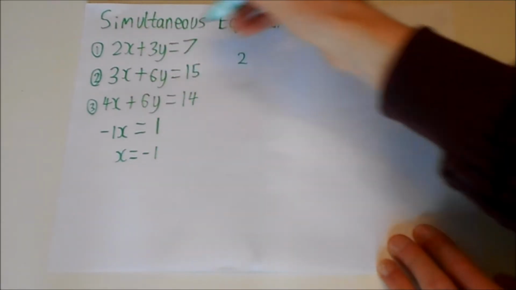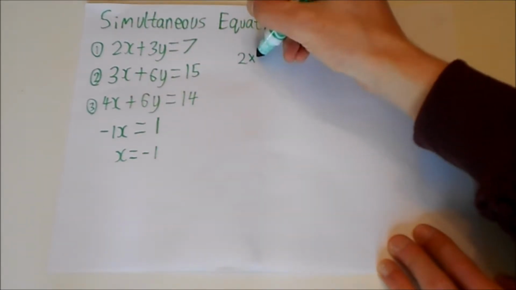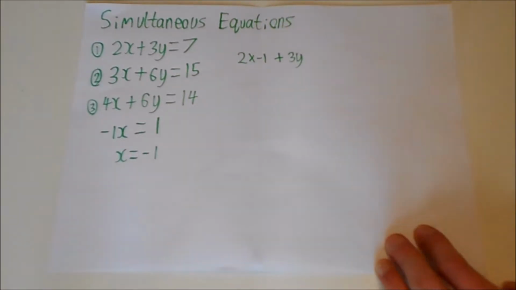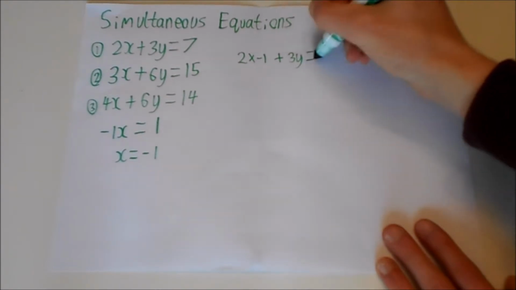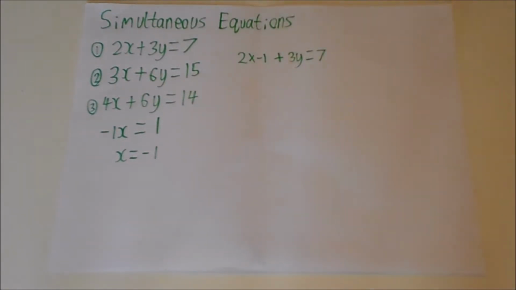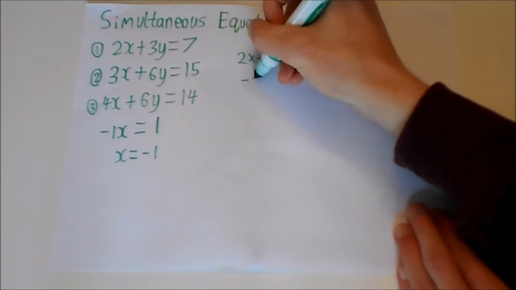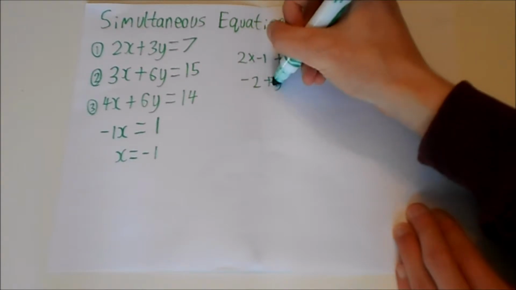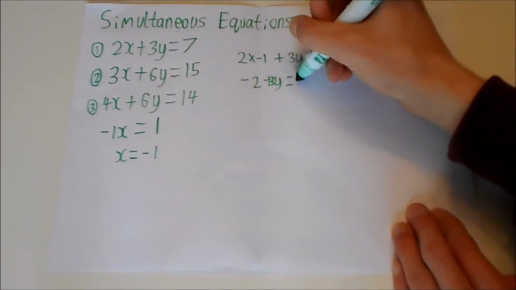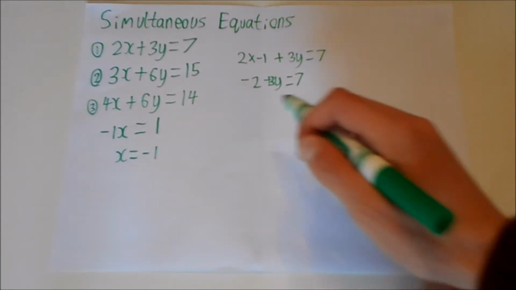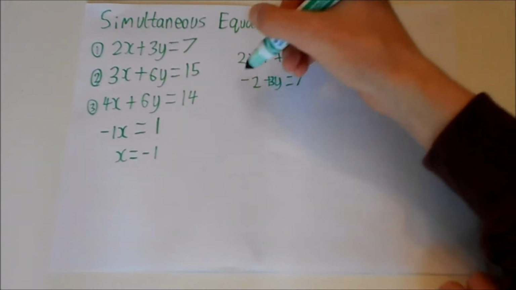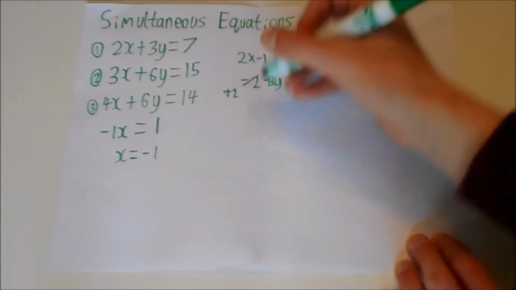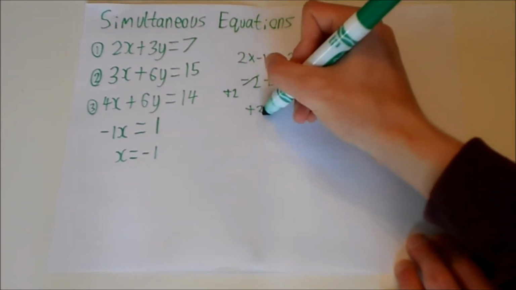2 times, we've got minus 1 is what x is, so 2 times minus 1 plus 3y, we still don't know what y is, we're working that out, is equal to 7. So 2 times minus 1 is minus 2. So minus 2 plus 3y is equal to 7. Now to make this simpler, we can add 2 to each side. So I'll just write it at the side, add 2. Because we've added 2, we get rid of this minus 2, so we're just left with plus 3y.